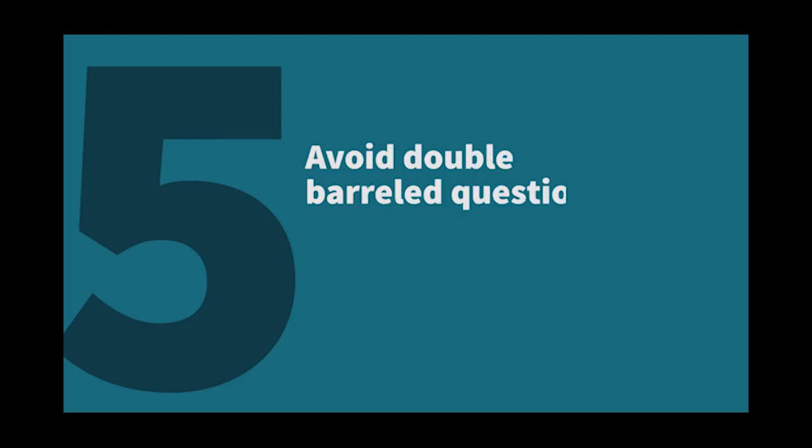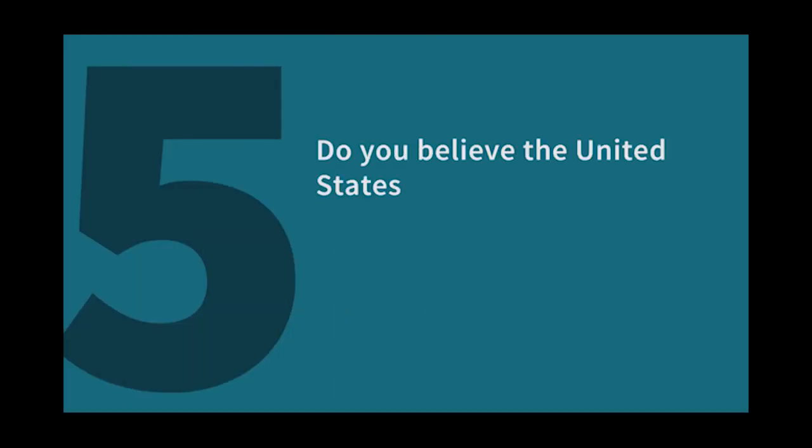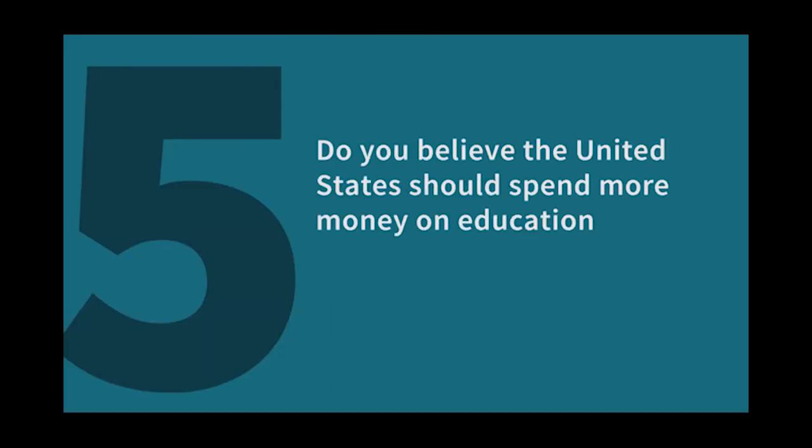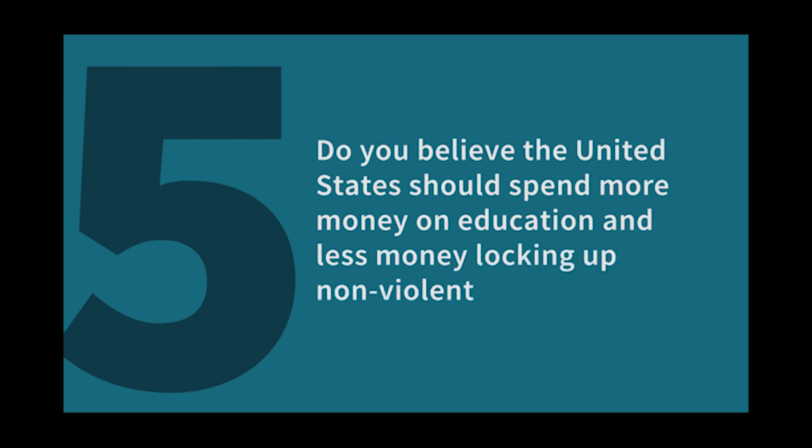5. Avoid double-barreled questions. These are questions that ask for a single answer to a question that really has 2 different parts. For example, let's say you are asked the following question. Do you believe the United States should spend more money on education and less money locking up non-violent criminals? That's a double-barreled question. Respondents who agree with one part but not the other will have trouble answering this question. You should break that question into 2 separate questions.